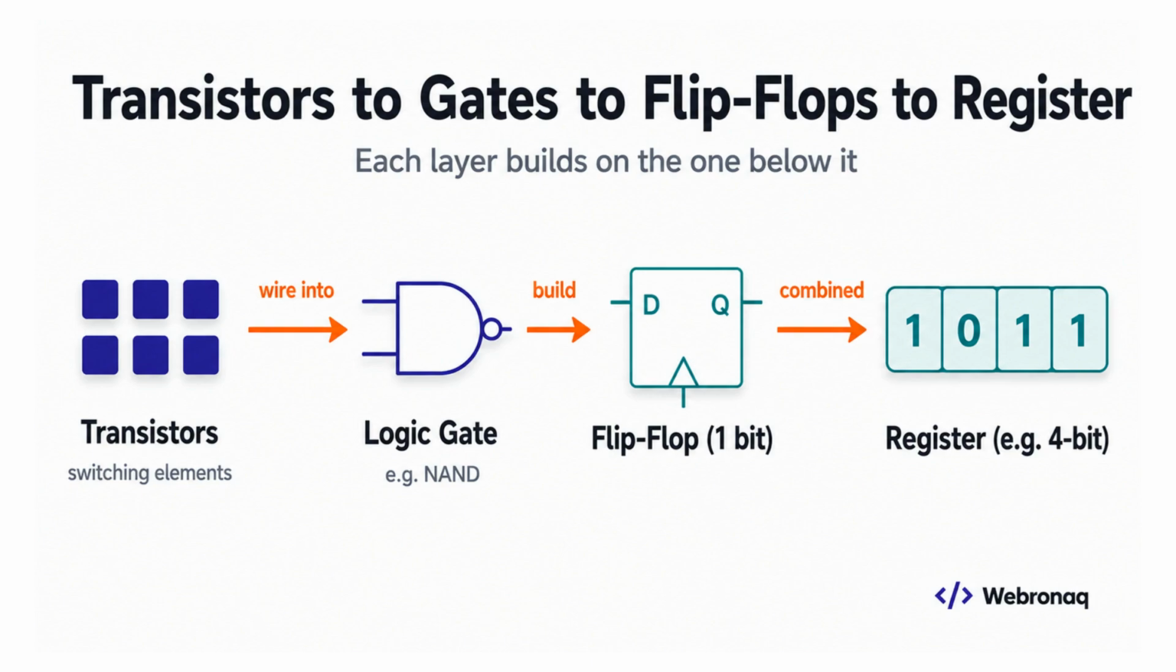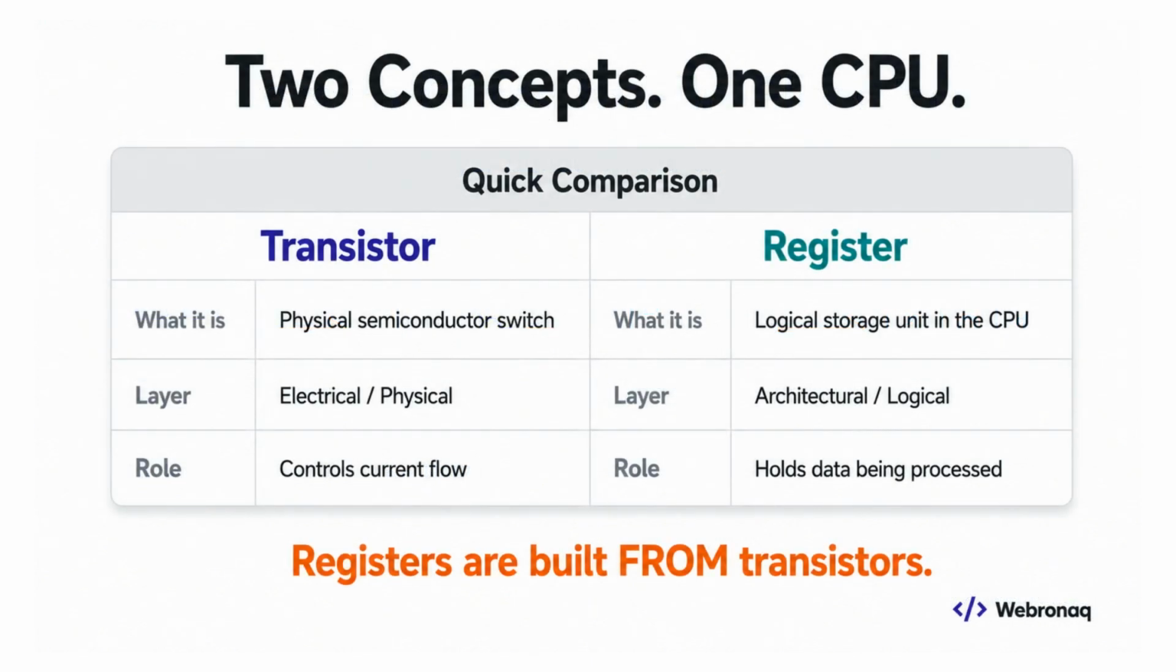Now let us pull all of these ideas together into a clear final picture. Alright, let us bring it all together. A transistor is the most primitive building block. It is a physical semiconductor switch that turns electrical current on or off. That is all it does, but that one behavior is the foundation of everything. A register is a different kind of thing. It is a functional storage unit built directly inside the CPU, designed to hold binary data while the processor uses it. The key insight is that registers are made of transistors. Specifically, they are built from flip-flops, which are themselves built from logic gates, which are built from transistors. Same raw material, very different level of abstraction. So the real difference is not what they are made of, it is what level they operate at. One is the physical switch, the other is the logical memory.